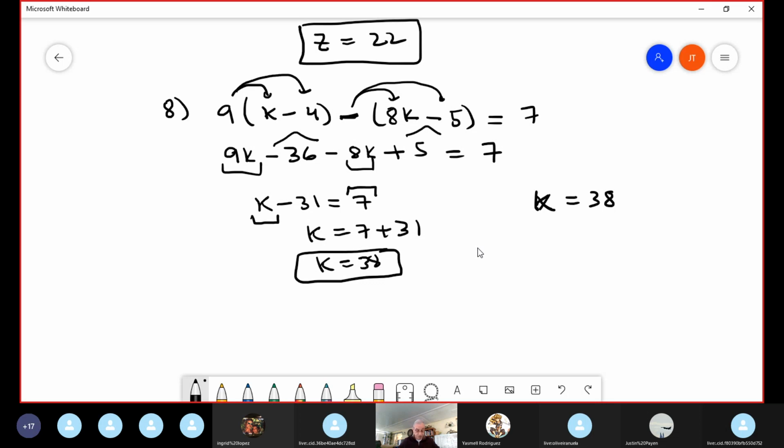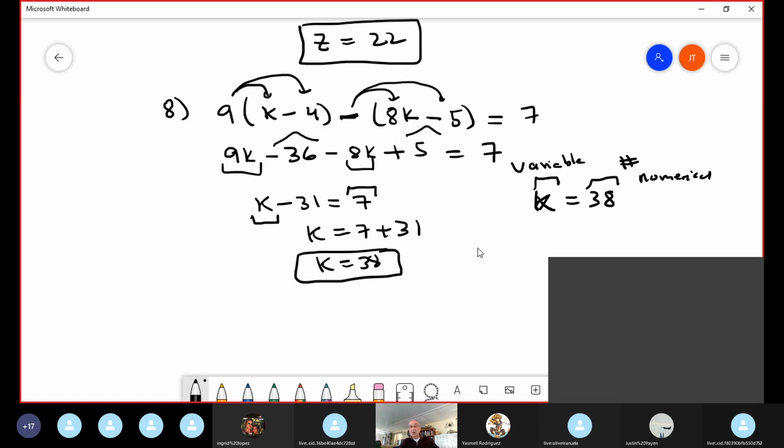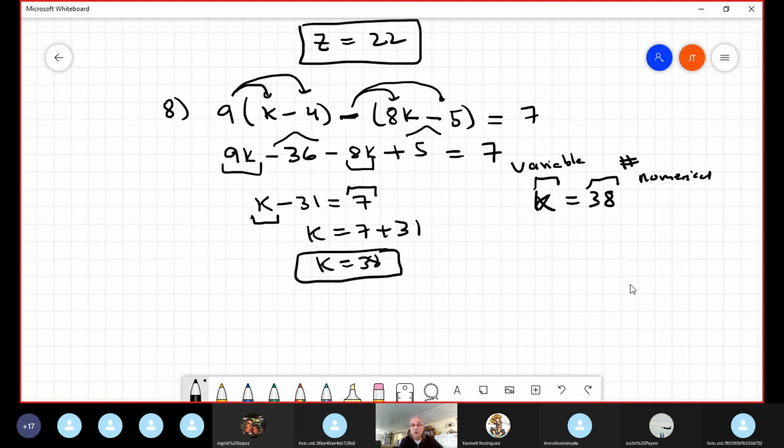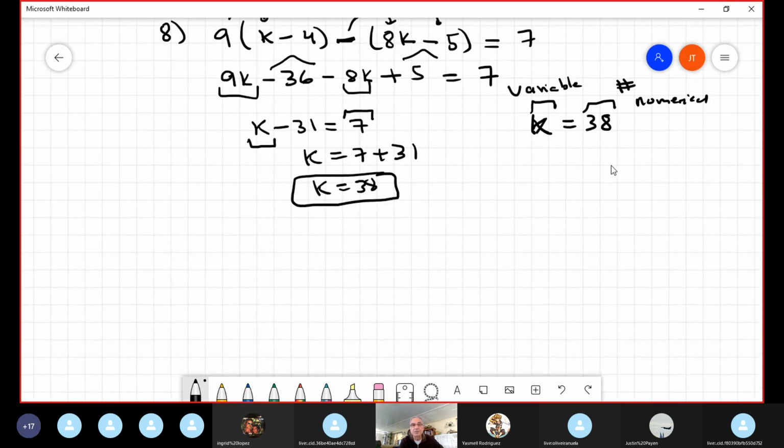Good or not good? Okay, so you move to the left the variable and you move to the right the what? The numerical. Okay, look. In the equation, variable. And this guy is a number, numerical. Something, right? You can do it in another way, you can. But this is the way I learned, and it works perfectly, anytime.